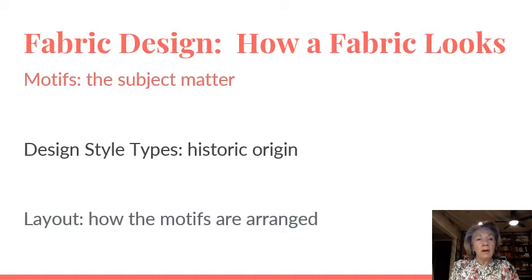So here are our three categories: motifs, or the subject matter; the design style types, which is the historic origin; and layout, which is how the motifs are arranged. So let's start with motifs on the next slide.